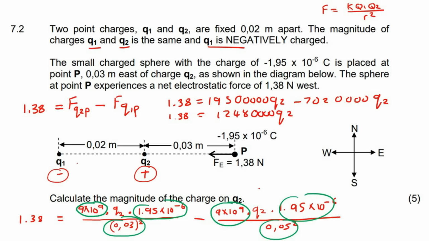Okay, and now to get Q2 alone, you're going to have to say 1.38 over 1248 and then 4 zeros, 1, 2, 3, 4. And so Q2 is going to be 1.11, if you round off to 2 decimals, times 10. Let me write this a bit bigger. Sorry, guys. Here, Q2 is going to be 1.11 times 10 to the negative 7 coulombs.